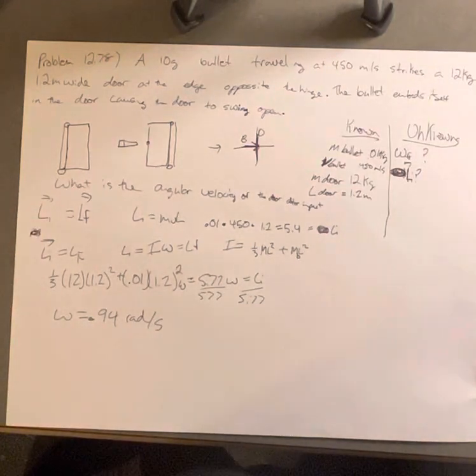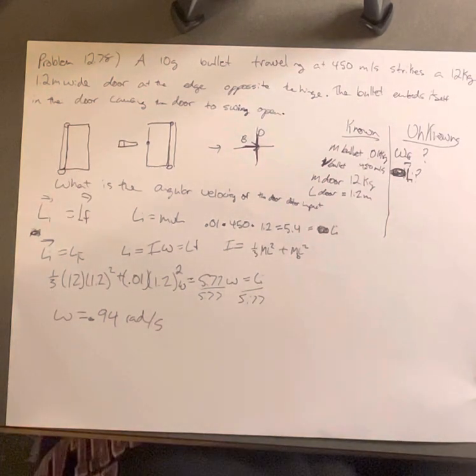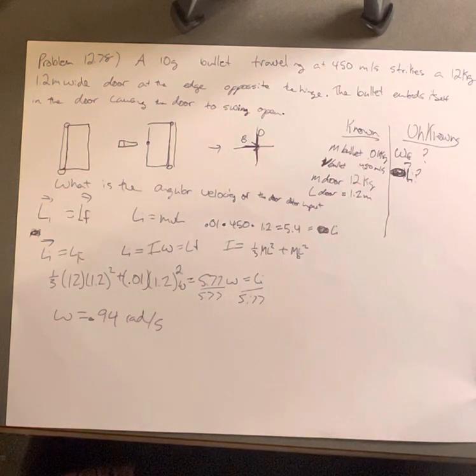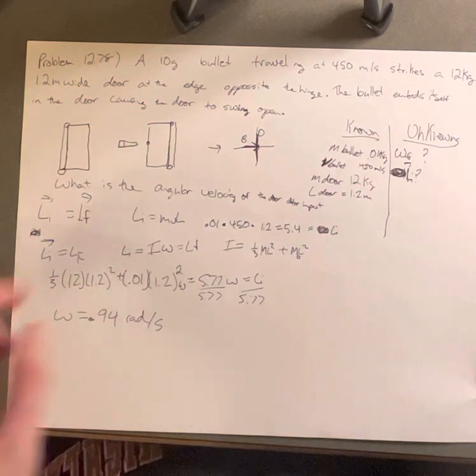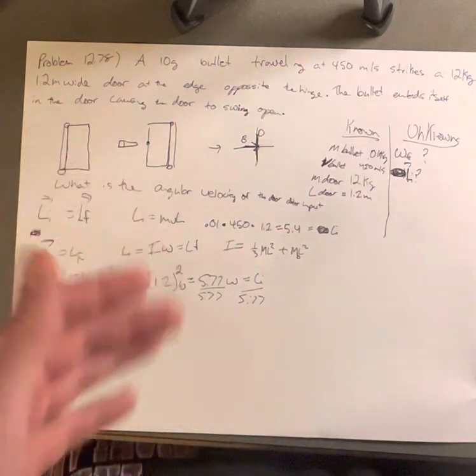A 10-gram bullet traveling at 450 meters per second strikes a 12-kilogram, 1.2 meter wide door at the edge opposite the hinge. The bullet embeds itself in the door, causing the door to swing open. And then we're trying to answer, what is the angular velocity of the door after impact?